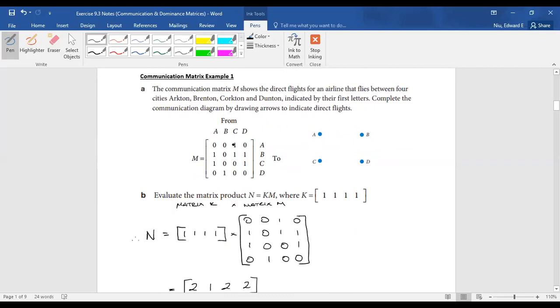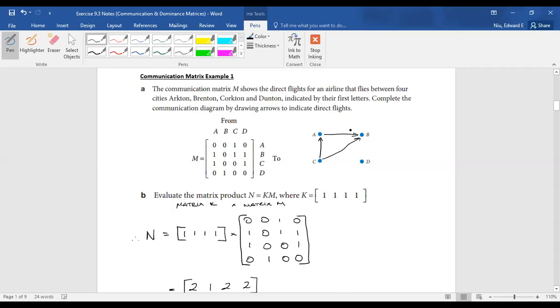So let's take this one here, for example, from C. So from Corkton, we can fly to Arcton. So this means we can go from C to A, like so. The arrow is really important. You got to point it in the right direction because sometimes you might not get a flight that comes back the other way. Let's take a look at the next one from left to right. We've got Arcton. From Arcton, we can fly to Brenton. From Corkton, we can fly to Brenton as well.